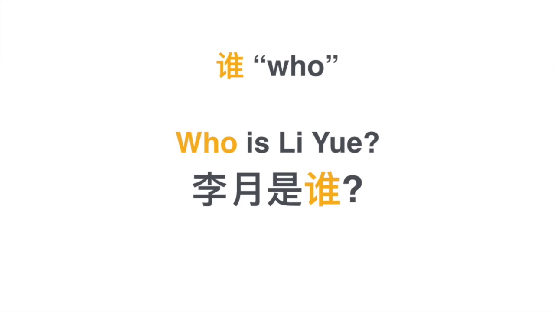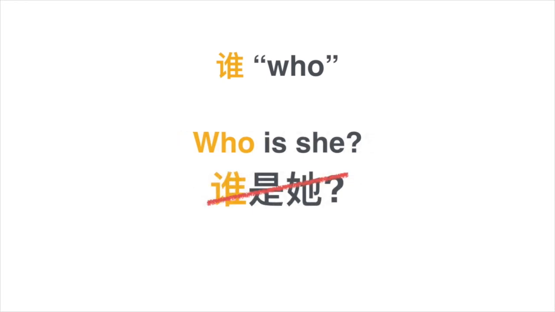But if we have a pronoun in the question, for example, who is she, then we cannot say 谁是她. We cannot put 谁 in front. We don't have this option anymore because she is a pronoun. 谁是她 cannot work. We have to say 她是谁. So it's safer just to put the question word at the end instead of at the beginning, right? So it's one less thing to remember. When you ask a question in Chinese, it's safe to put the question word at the end. 他是谁? 李月是谁?